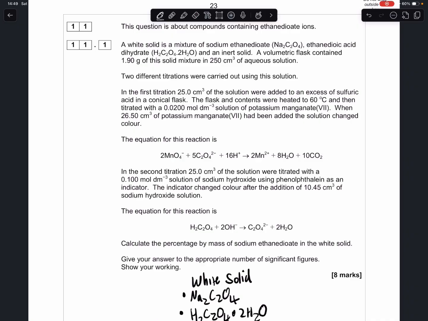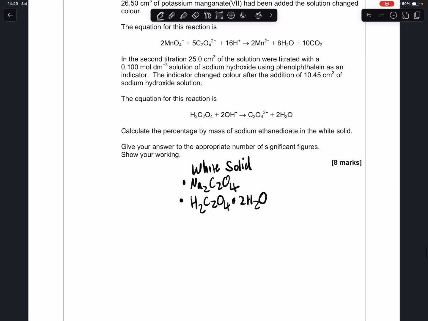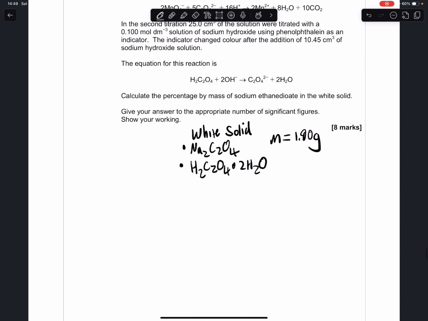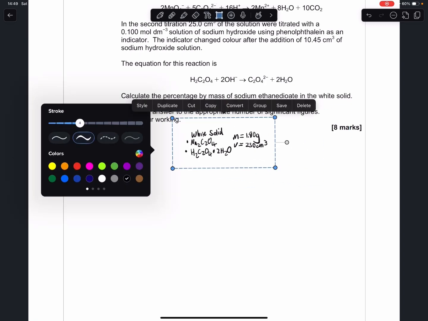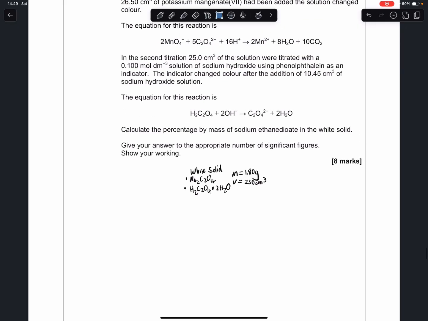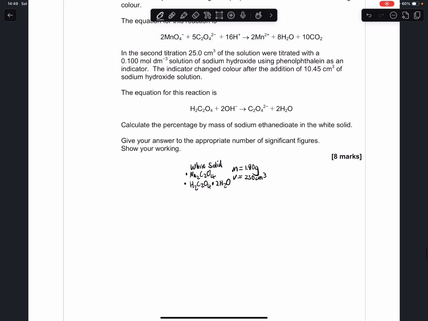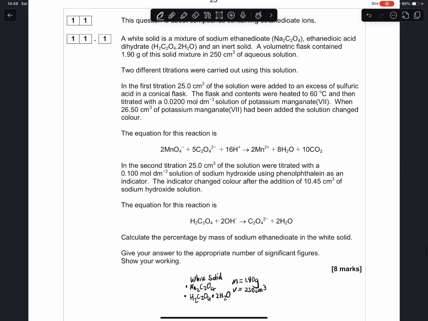So that is what we've got in the white solid, and as I said, you write out the mass next to it. So we've got 1.90 grams of this white solid. So you write mass equals 1.90 grams. We're also told a volume, 250 centimeter cubed, because it's in a volumetric flask. So you write out the volume, 250 centimeter cubed. So now we've got everything we need to know about this white solid here. We no longer need to refer to this up here. This is done. We've got our little flow diagram of that, and it's much easier to digest this information.